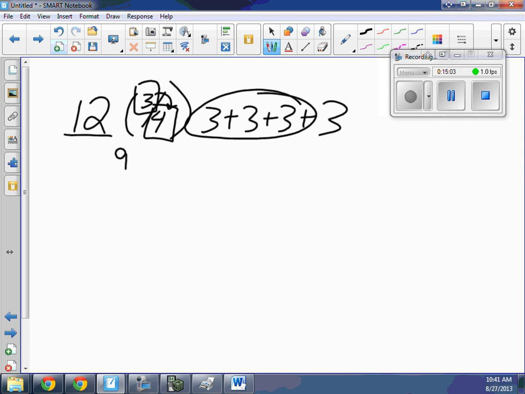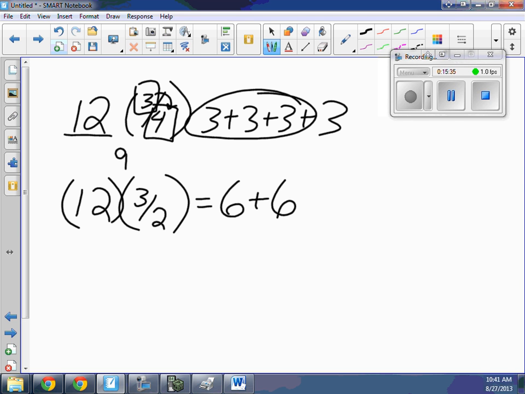Okay. What about this? 25 times 3 halves. Nope, that's a bad one. Let's do 12. 12 times 3 halves. Can we break 12 into two equal additions? Yes. What are they? 6. So this is 6 plus 6. But how many 6s am I going to keep? 3 of them. I don't have 3.